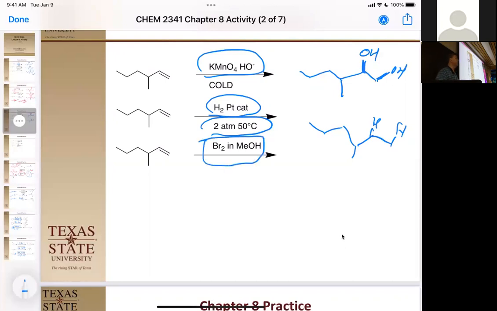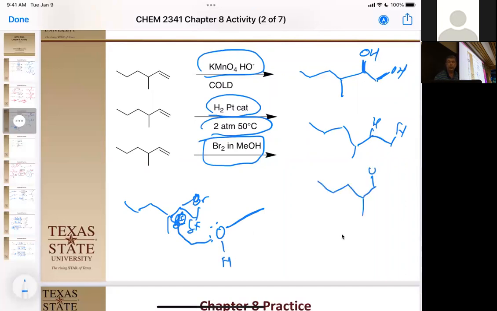Ooh, bromine and methanol. That sounds like a halohydrin reaction, right? So the first thing we're going to do there is make our bromonium cation right here. This side's slightly more positive than this side, partially positive, which means the methanol now can react. Instead of water acting as the nucleophile, the methanol is reacting as the nucleophile, and it's going to substitute the more substituted side. So that means our product is going to be OMe, Br. So we're making an ether.